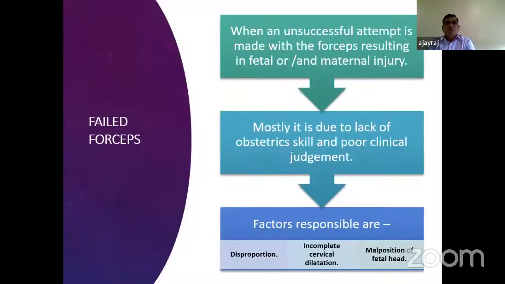Failed forceps: when an unsuccessful attempt is made with the forceps resulting in fetal and or maternal injury, it is mostly due to lack of obstetric skill and poor clinical judgment and not due to the instrument. Factors responsible for failed forceps are disproportion, that is CPD, incomplete cervical dilatation, and malposition of the fetal head.